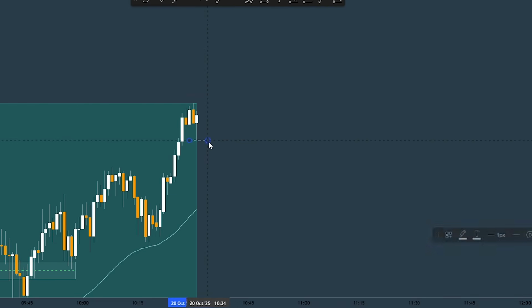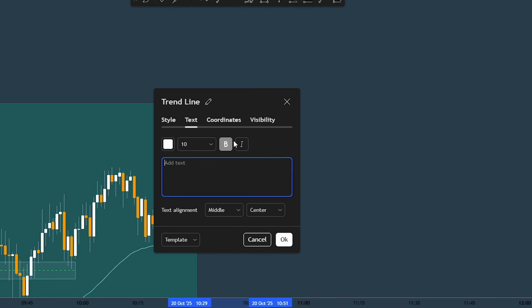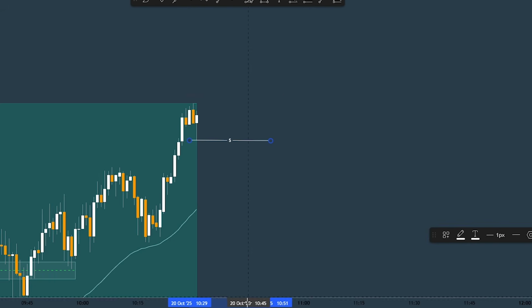So we mark the liquidity inside the gap. We're then going to wait for the market to return and sweep. We need to do nothing else. Okay, we're pulling back. And now we've swept the liquidity.